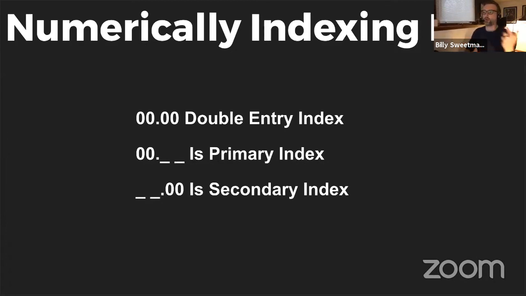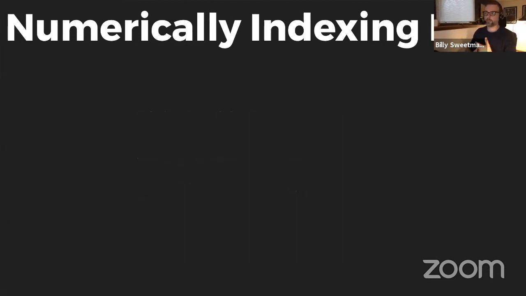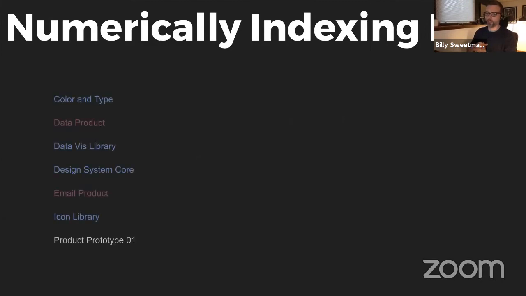The first 2 are our primary index. So we may group things like the design system files there. And the secondary index might be secondary elements in that design system grouping. And then we have an example coming up here, just showing how this may work. Normally when organizing a larger project, it may look like this, right? We've got color and type, data product, data viz library, design system core, email product, icon library, product prototype.